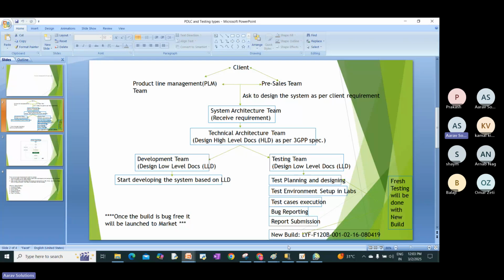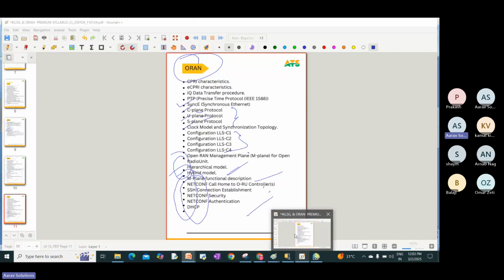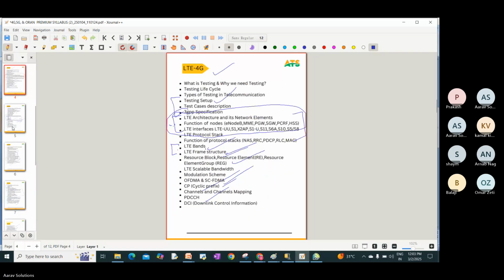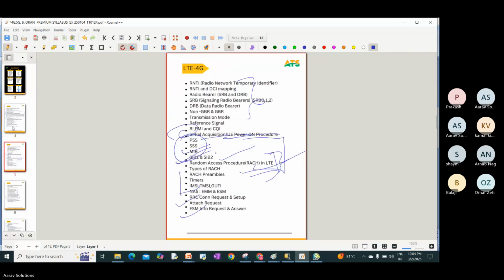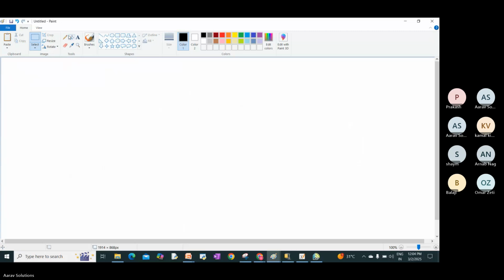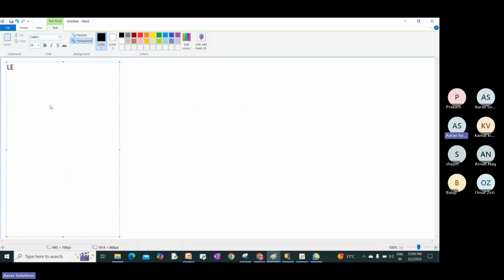Okay, now one more thing. In the syllabus I was showing you, this thing I was showing you: PSS, SSS, MIB, and REG. For an example, we have the same sequence. So suppose we are learning LTE power on, and we are learning PSS and SSS.